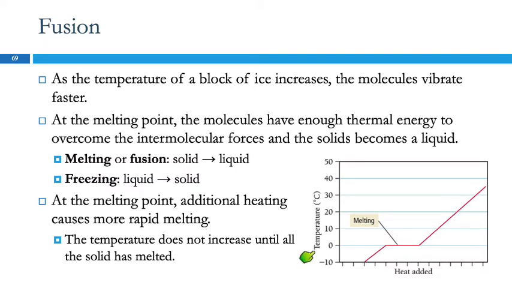So this is one of those heating curves. Here at -10, we've got ice, and as we add heat, the ice will increase in temperature until it gets to the freezing point, the melting point, 0 degrees Celsius. At that point, just like when we were boiling water, the temperature is going to stay the same until all the ice has melted, because the heat that you're putting in there just causes more rapid melting. The temperature cannot go above 0 until all the ice has melted.